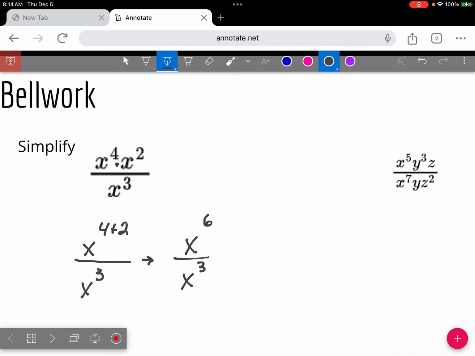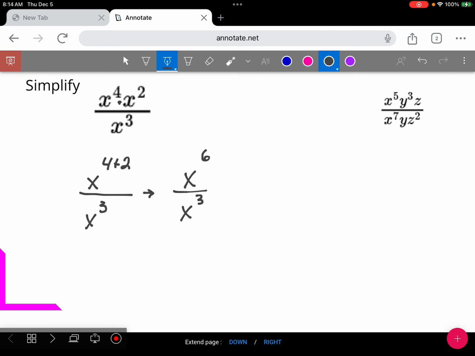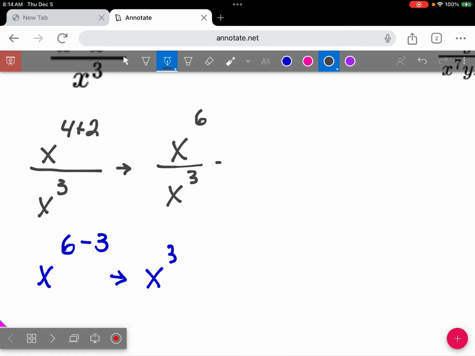So what else can we do to simplify this? When we divide, what do we do with our exponents? Subtract them. So I can set this up as x to the 6 minus 3, which is the same thing as x cubed. If that does not work for you, you can also think about this as being 6 x's.